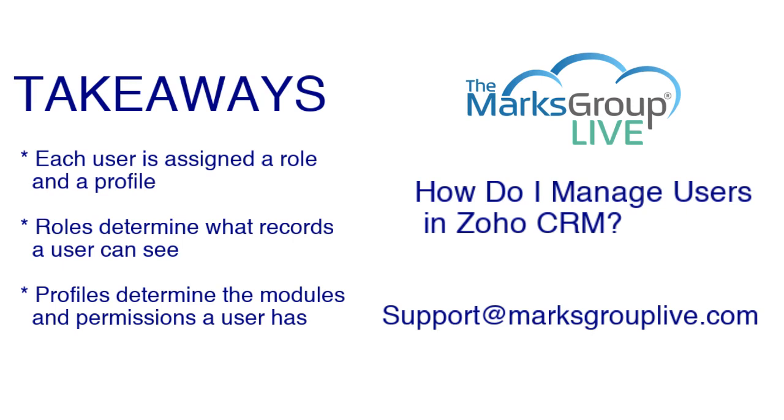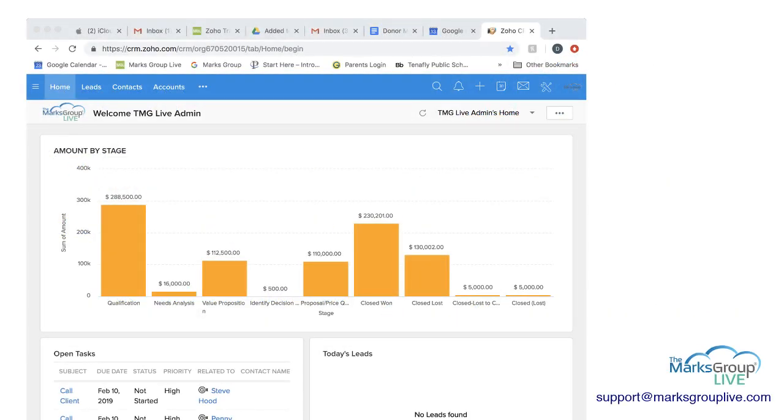Here are some of the main points we're going to talk about today. The most important thing to know about a user is that they need to be assigned a role and a profile. We will get into this in a little bit more detail, but at a high level, a role determines what records a user can see, and a profile determines the modules and permissions a user has, effectively what will be available to them to use in Zoho.